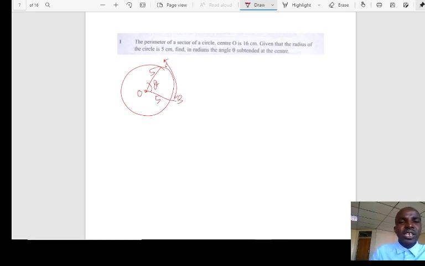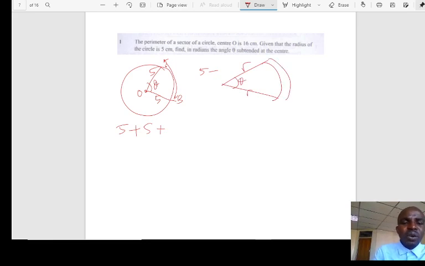Very simple, very easy. What you just have to do is find the perimeter of a sector, then equate it to 16. So the perimeter of a sector is, let me write it here, 5 plus 5 plus, that's radius plus radius, then plus arc length. We don't have the arc length here. Given that the radius is 5, you say plus arc length, which is r theta, is equal to 16, like this.